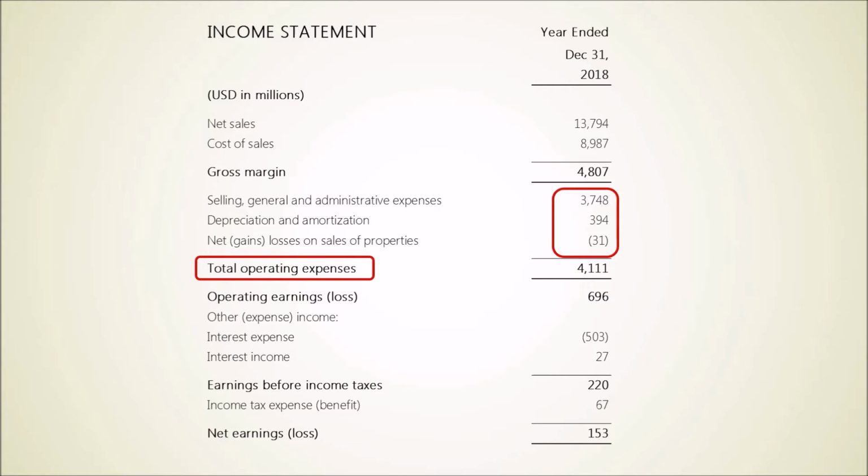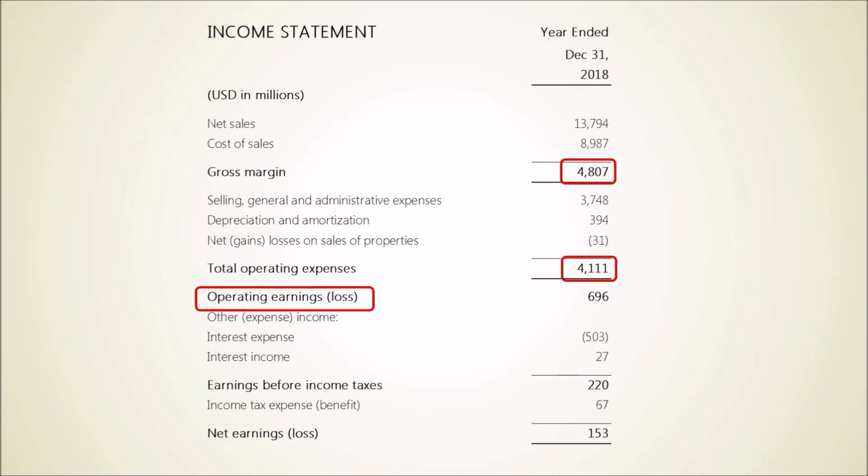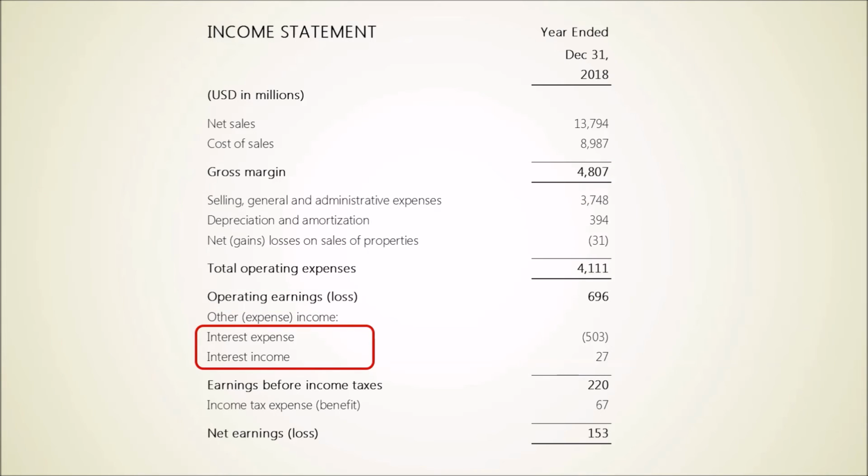This leads us to the total operating expenses, which is really the sum of selling, general and admin, depreciation and amortization expenses, and net gains or losses on the sale of properties. At this point, we are able to calculate the total operating earnings. In this case, we have total operating earnings of $696 million US, which is the difference of gross margin and total operating expenses. Next item on an income statement is interest expense and interest income.